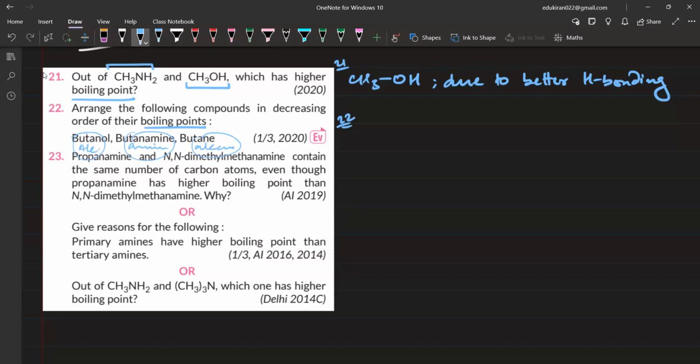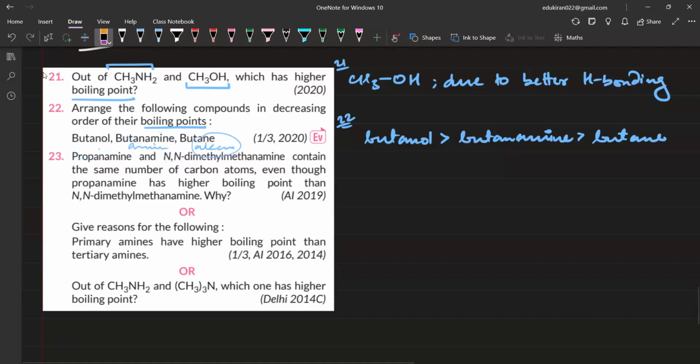बिकॉज इट हैज अ better hydrogen bonding, that means you will have butanol followed by butanamine followed by butane. Butane will have the lowest. Then they are asking propane amine and dimethylamine contain same number of carbon atom even though propanamine has higher boiling point than dimethylamine, ठीक है। तो इसका आप लोग चलिए रीजन बताइए. These all of these questions are same.